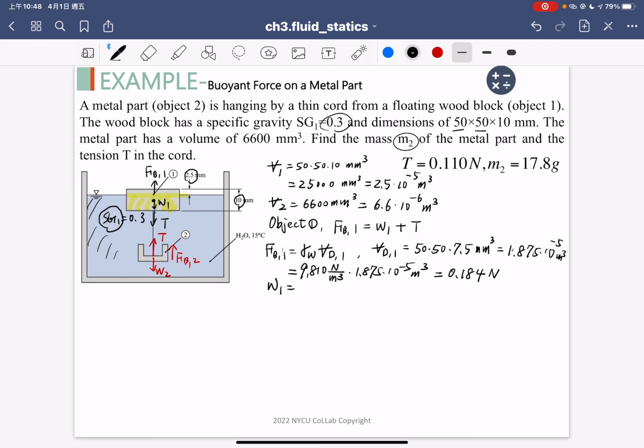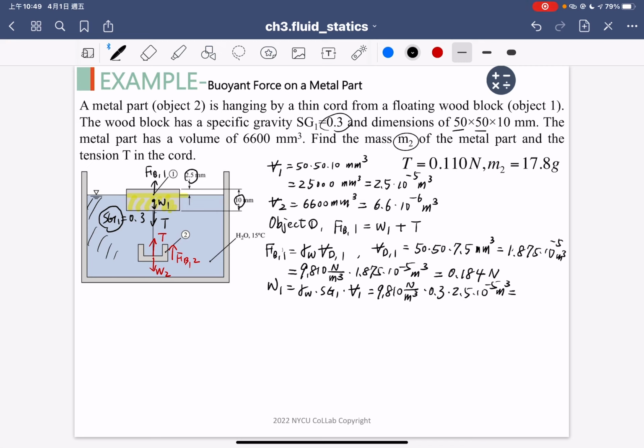So the gamma for the aperture 1 is the gamma water multiplied by the SG1. This is the gamma for the aperture 1. And multiply the total volume, so the total volume is V1. So we can put the numbers in: 9810 Newton per meter cubed, multiply the SG, which is 0.3, multiply the V1, which is 2.5 times 10 to the minus 5 meter cubed.